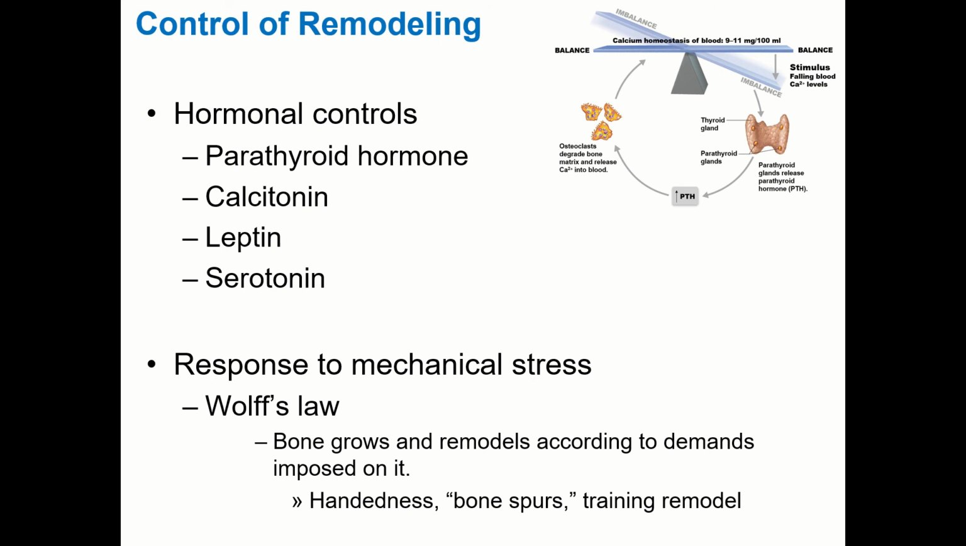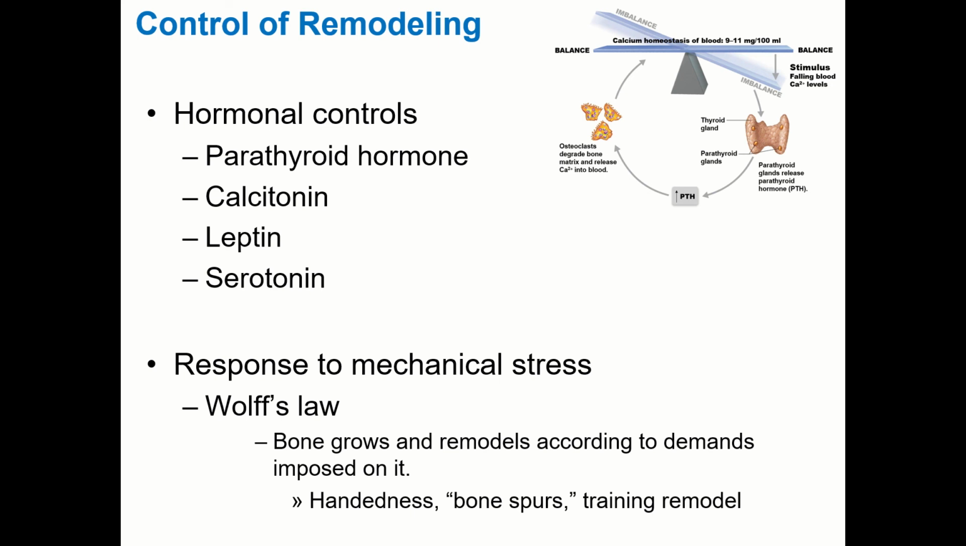A couple other hormones on there, leptin. Leptin is secreted by your fat cells, including inside of the marrow. And so leptin increases the activity of the osteoblasts. Leptin is secreted by the fat cells when they're full, and it tells you that your energy stores are good. And so when my energy stores are good, it's probably a good time to build bone. So leptin plays a role in stimulating the osteoblasts and building new bone.